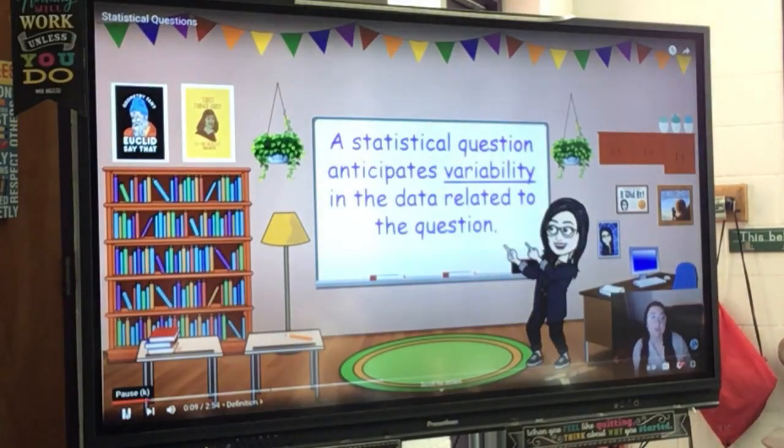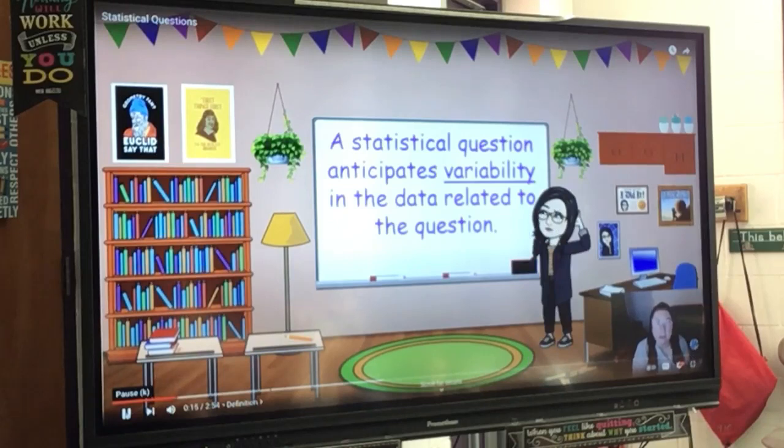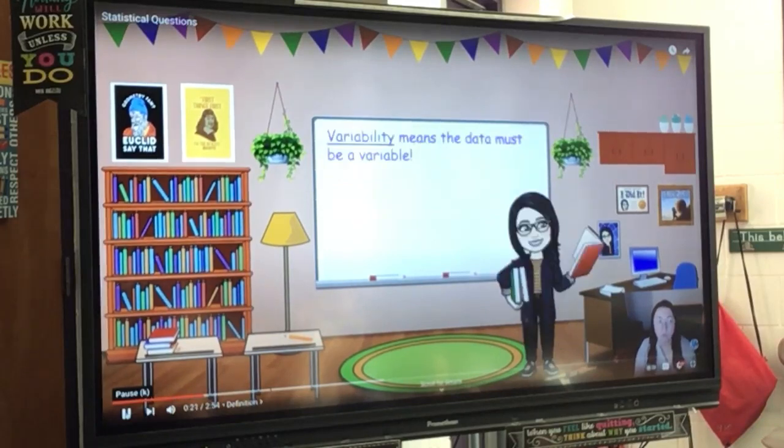A statistical question anticipates variability in the data related to the question. Now, what does variability mean? That's our important word here and the key part of our definition. Well, variability means that the data must be variable. And in math, a variable is anything that changes. So basically, the answer to the question has to change or can change from person to person or subject to subject.